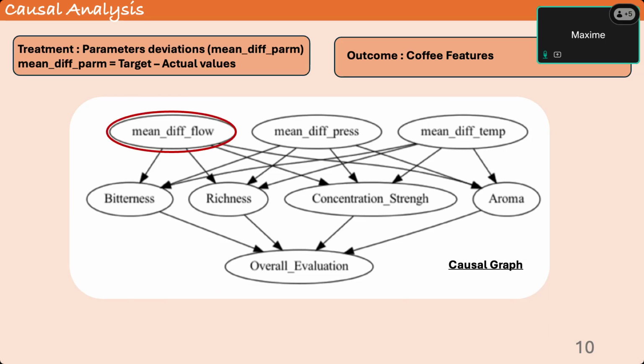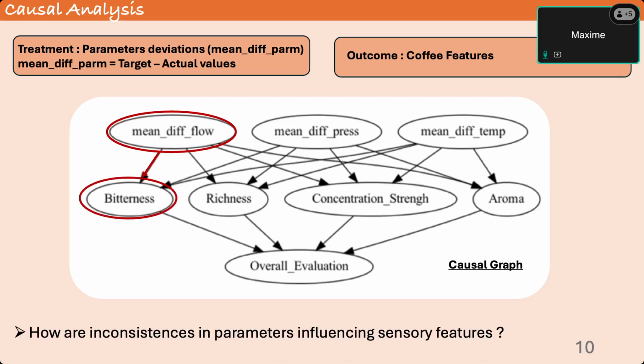For example, let's take the first one, the mean diff flow, which is the inconsistencies in the flow, the deviation in the flow. The arrow means that we want to verify the effect that this mean diff flow has on the bitterness. That's how to read this graph, and it's the same for the other entities. So, as I said, how these inconsistencies influence the sensory evaluation of the coffee beverage.